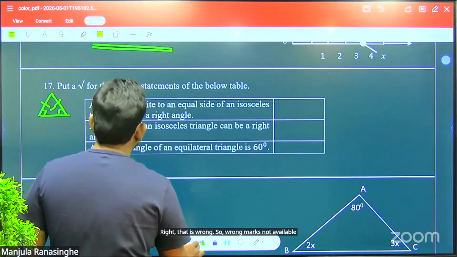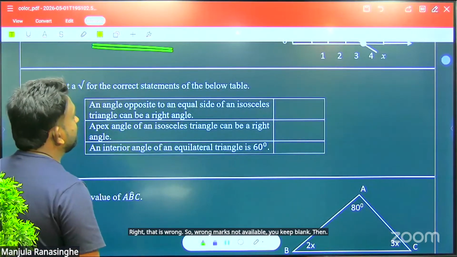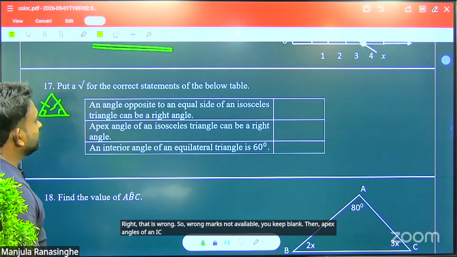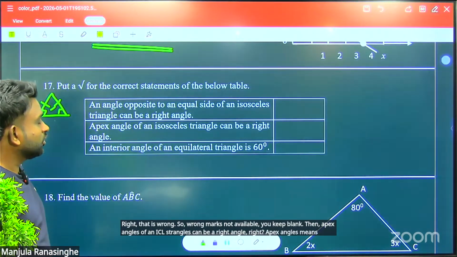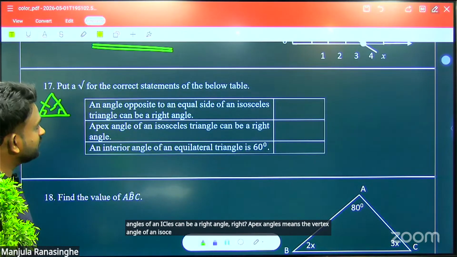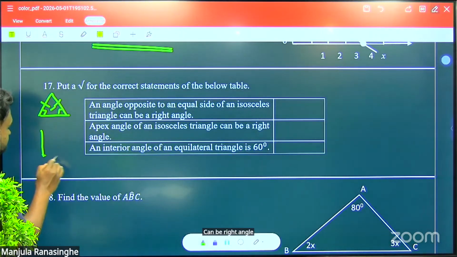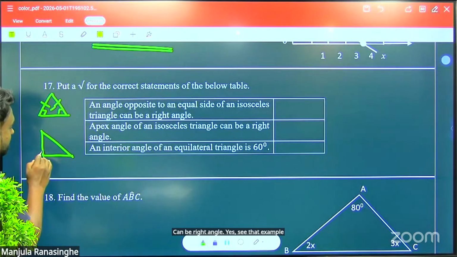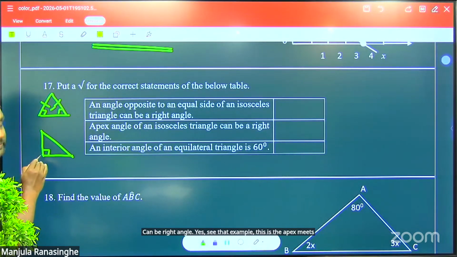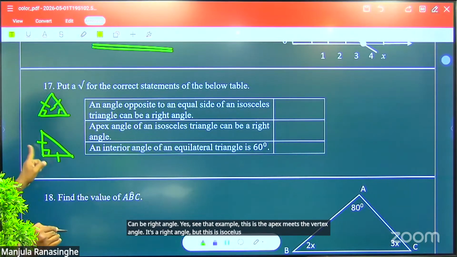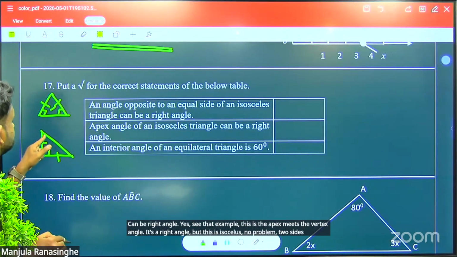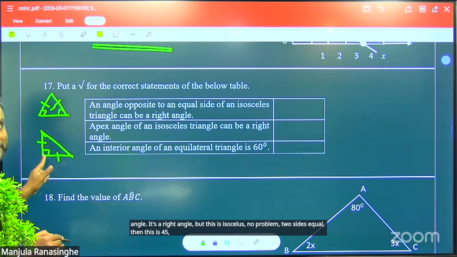Then, apex angles of an isosceles triangle can be a right angle. Apex angle means the vertex angle of an isosceles triangle can be a right angle. Yes. See that example. The apex, meaning the vertex angle, is a right angle, but this is isosceles. No problem, two sides are equal. Then these are 45, 45, but this apex is 90.